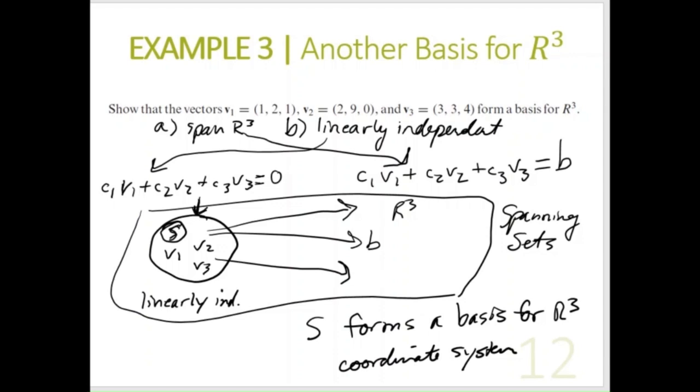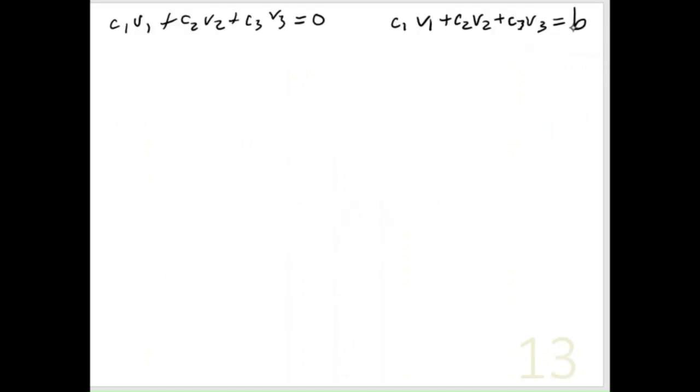So let's go ahead and explore this example a little bit further. To determine if those vectors in example 3 form a basis for R3, we're going to be looking at both of these linear systems at the same time. One's going to show the vectors are linearly independent. The other one's going to show that every vector in R3 is a linear combination of those vectors in S.